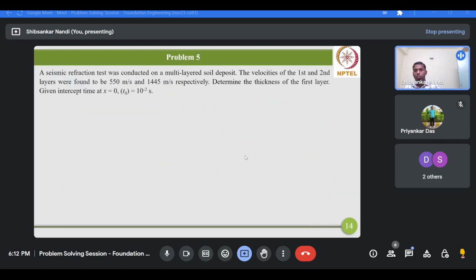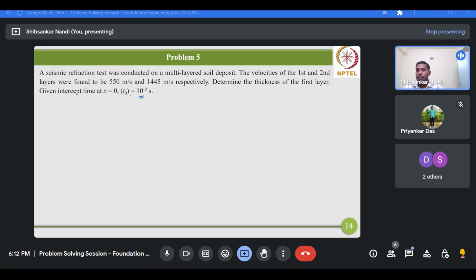Okay. Now please consider this problem 5. Problem 5 is about a seismic refraction test conducted on a multi-layered soil deposit. The velocities of the first and second layers were found to be 550 meter per second and 1445 meter per second respectively. Determine the thickness of the first layer, given intercept time at x equals 0, this T0 value, is 10 to the power minus 2 seconds.